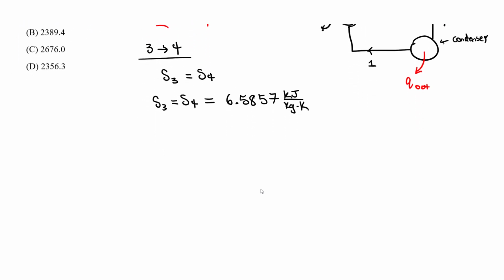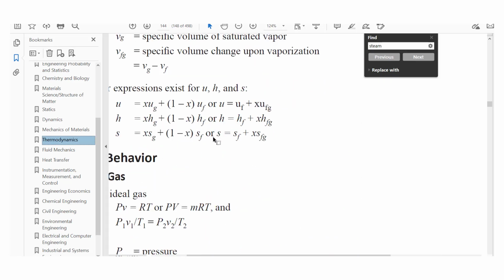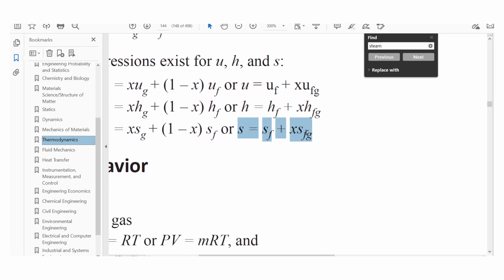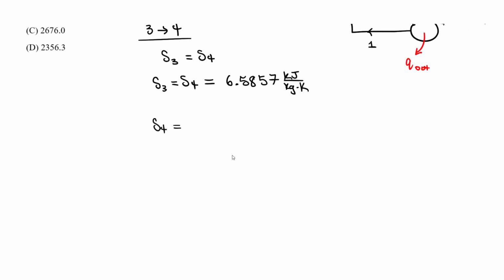So to find that quality, we will use this equation, and it's going to relate the entropy. We know the entropy at 4, right? This we found from 3. They're the same. This S sub S we can find. We can solve for X, which is what we want. And this we can also find from the steam table. So let's go back, and we know that S4 is going to equal S sub F plus X times S FG. We are solving for X, so rearrange the equation and solve for X, which is what we want, that quality at state 4.